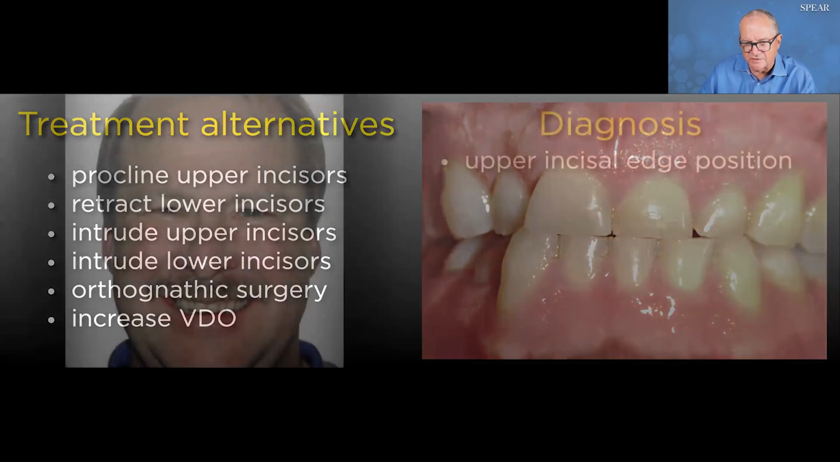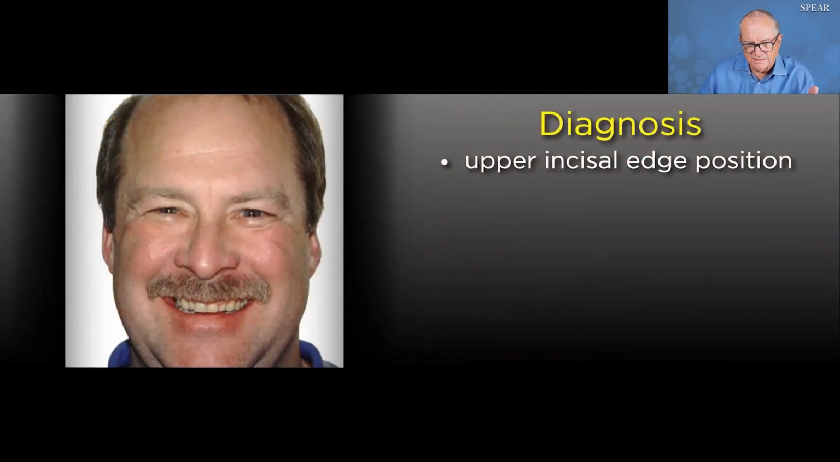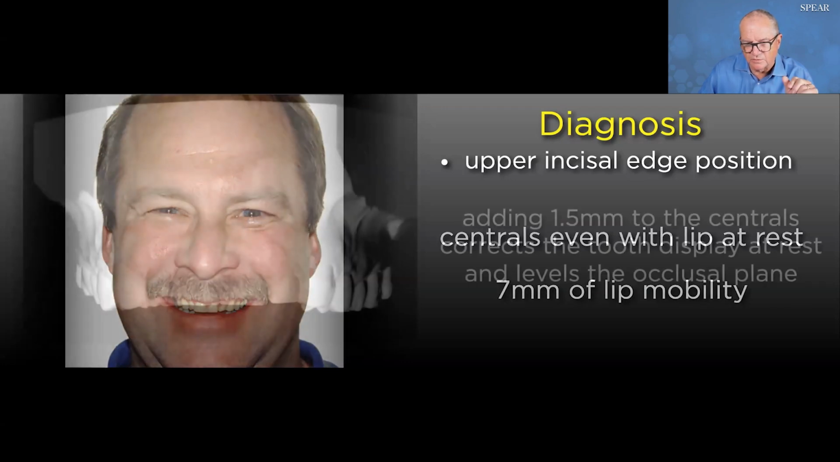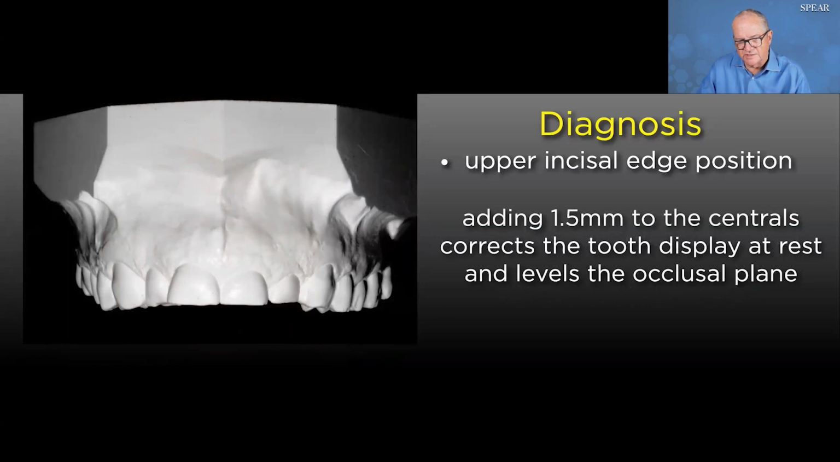So evaluate the central incisors. That's his full smile. Lip at rest, you can't see the centrals. They're even with his lip. His lip mobility, totally normal. And so the decision was made to add about 1.5 millimeters to the incisors to get them level with the occlusal plane.